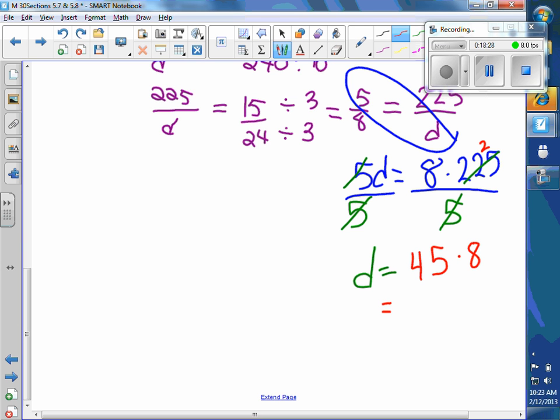Yeah, because 8 times 40 is 320, and 8 times 5 is 40. So 360. And then the units are what? Meters. Okay. Raise your hand if this helps a little bit. Okay? I think we're going to stop there. I have the worksheet for you.